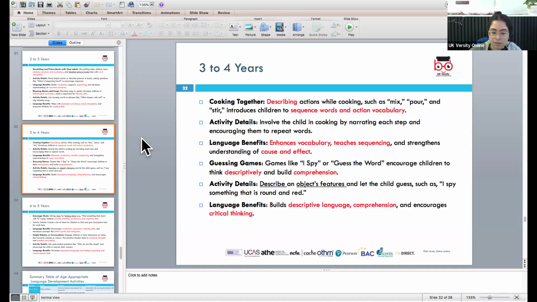As for guessing games, games like I Spy or Guess the Word encourage children to think descriptively and build comprehension. So you describe an object's features and let the child guess, such as I spy something that is round and red. It would help build descriptive language, the child's comprehension, and encourages their critical thinking.